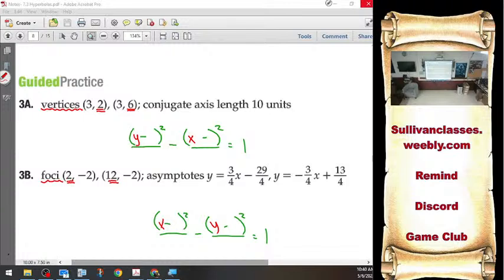Why? It's like the X minus H, Y minus K. Oh, yeah. Here they say that conjugate. Oh, you're right. Your transverse axis is the way that it opens. Conjugate is the way it doesn't open.